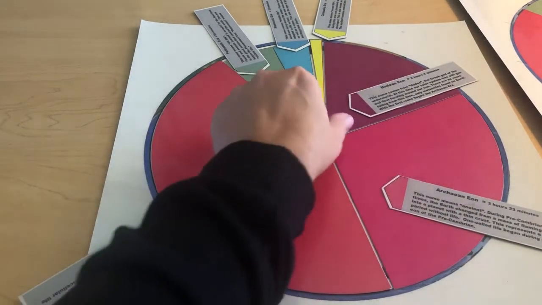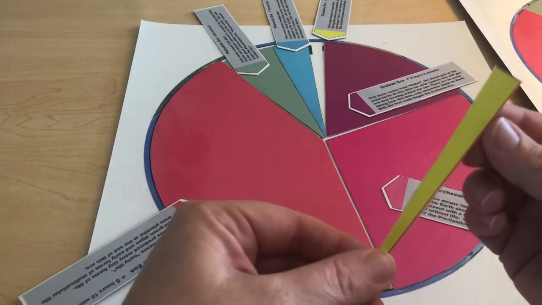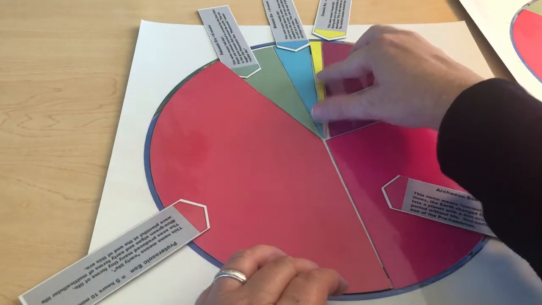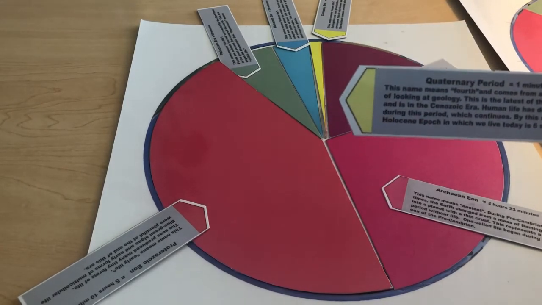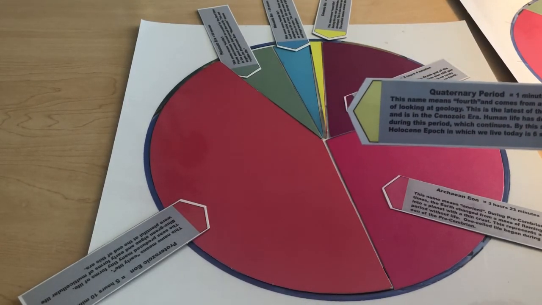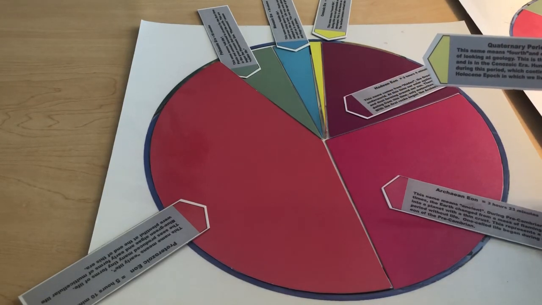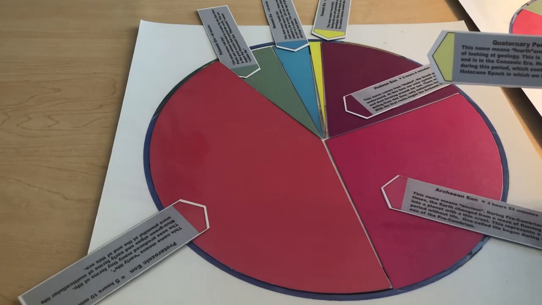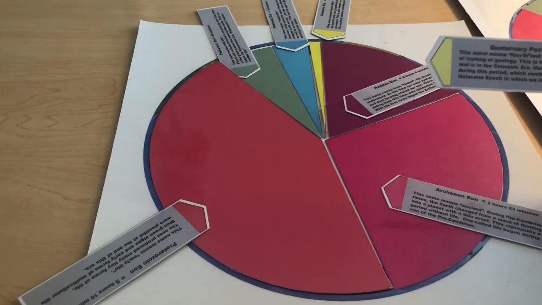Lastly, we have this small strip, this red line, which represents the Quaternary Period, which is only about 1 minute. And this name means fourth. It comes from a very old way of looking at geology. This is the latest of the periods and is in the Cenozoic Era. Human life has developed during this period, and this continues.